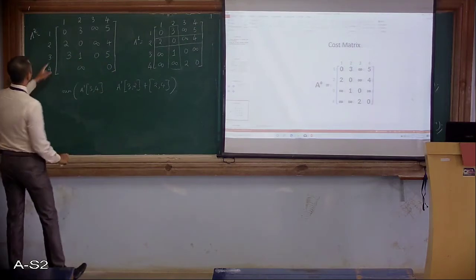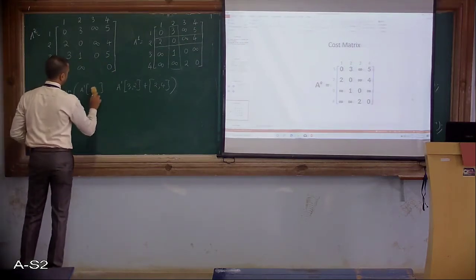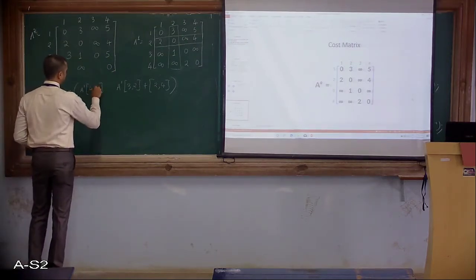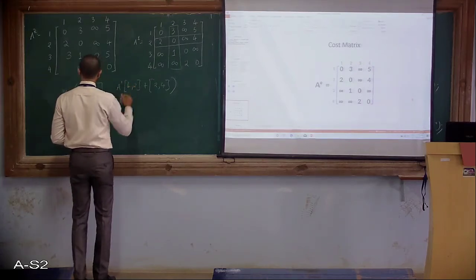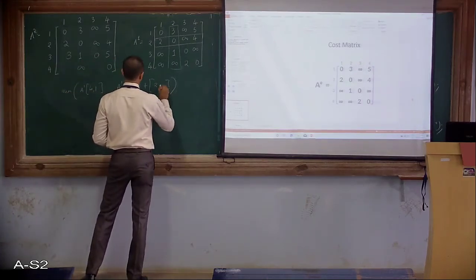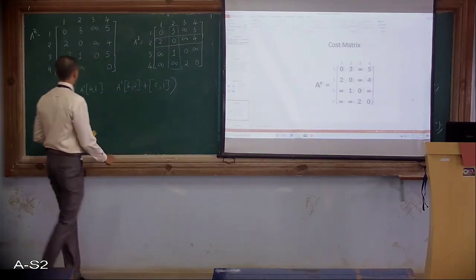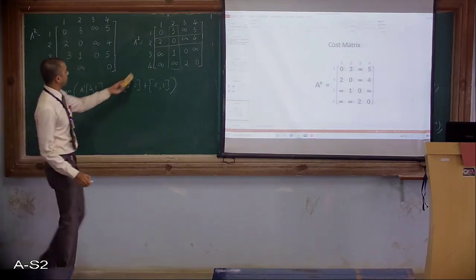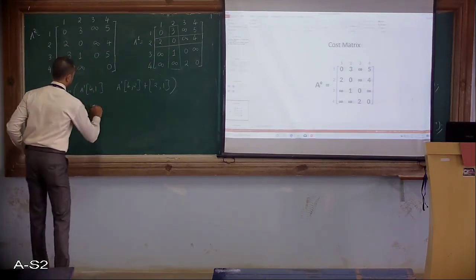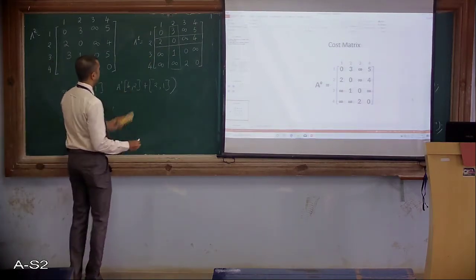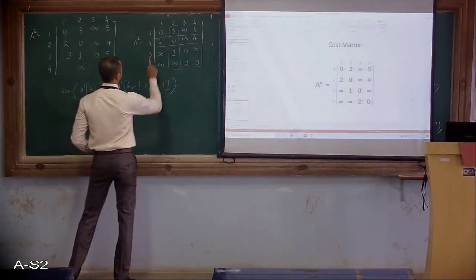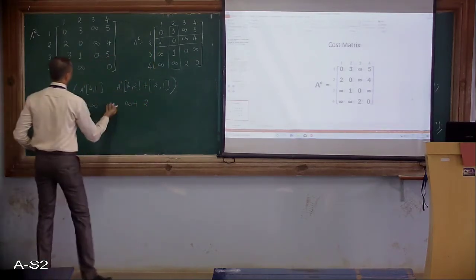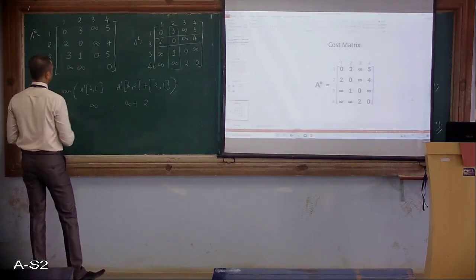Next, 4 to 1. So here it is going to be 4 to 1. 2 is the intermediate vertex. So 4 to 2 and 2 to 1. In A1, 4 to 1 is infinity, comma, 4 to 2. What is 4 to 2? Infinity again, plus 2 to 1 is 2. So it is infinity. It is just infinity.